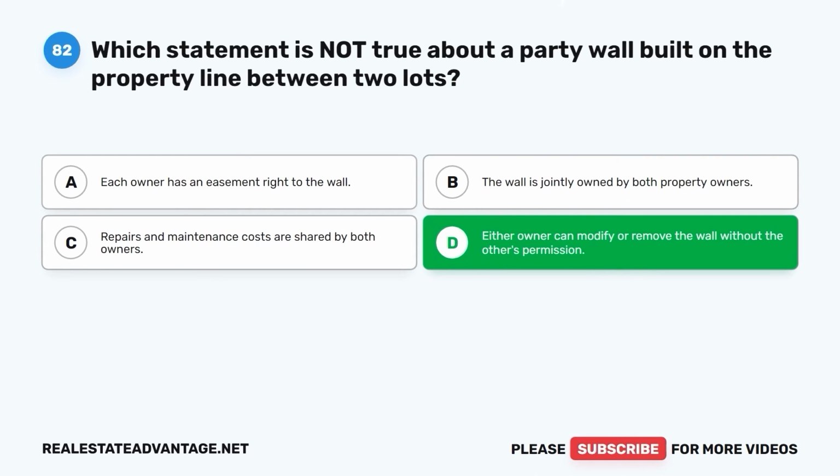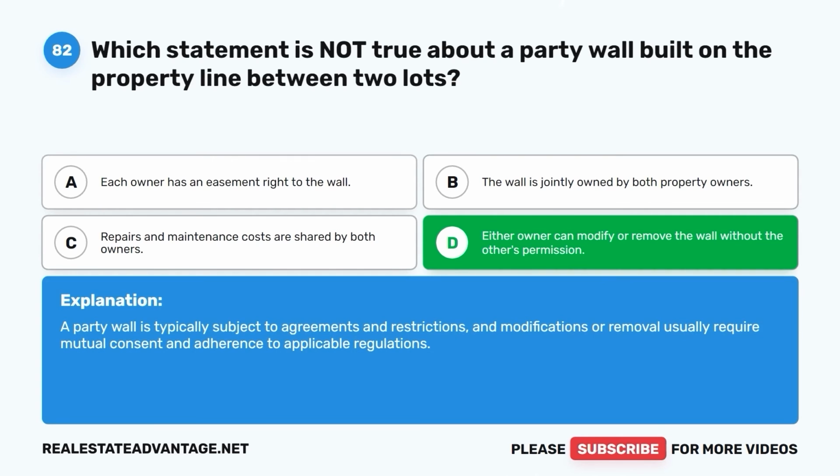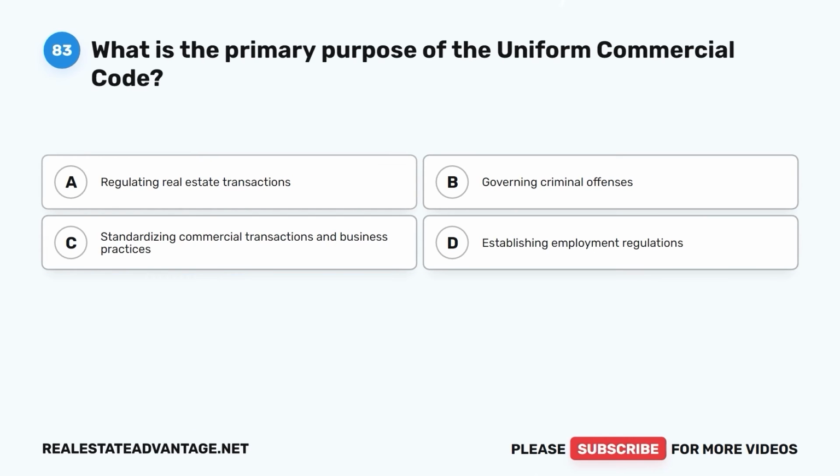The correct answer is D. Either owner can modify or remove the wall without the other's permission. A party wall is typically subject to agreements and restrictions, and modifications or removal usually require mutual consent and adherence to applicable regulations.